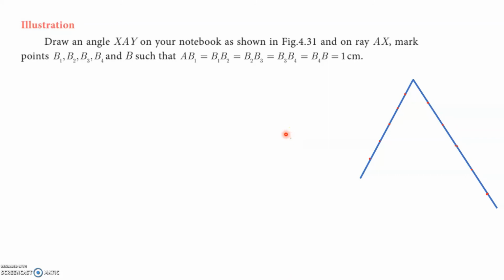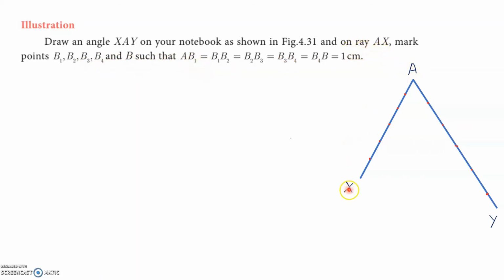Next, let's use an illustration to explain Thales' theorem. Here it says, draw an angle XAY. Let's call this X, A, and Y angle. And mark points B1, B2, B3, B4, and B such that, and this should be marked on the ray AX.